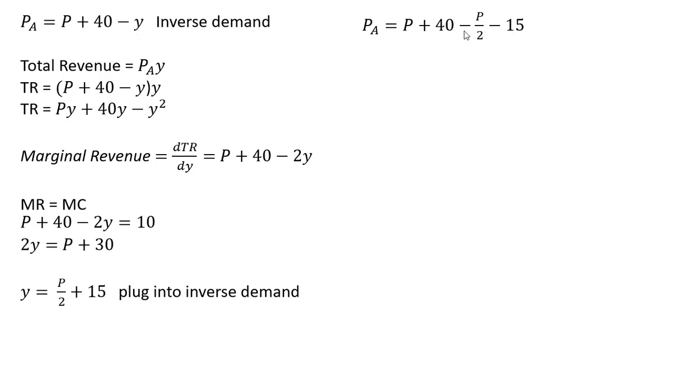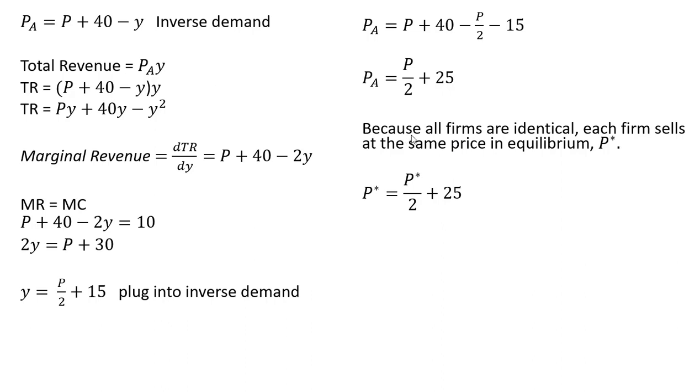Since it's minus Y, we're going to have a minus in front of the P divided by 2 and the minus in front of the 15. Simplifying a little bit. And the next step, because all firms are identical, each firm sells at the same price in equilibrium. So I'm just going to call P subscript A P star, and this P, I'm going to make that a P star. And now collecting the P star terms, we get an equilibrium price of $50.